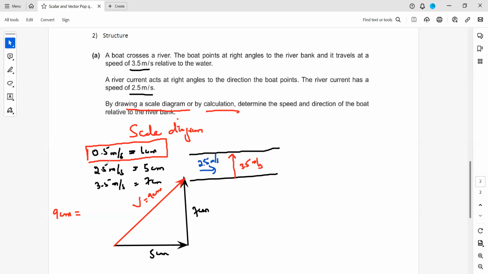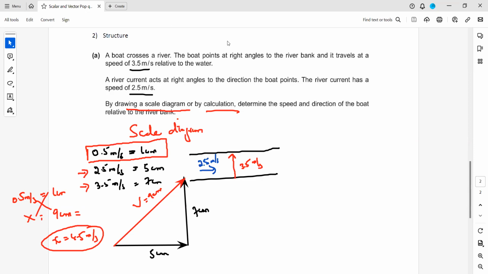So 2.5 meters per second is 5 centimeters, and 3.5 meters per second is 7 centimeters. We draw the first vector, then the second vector, and from the tail of the first to the head of the last is the resultant. Example, the length of the resultant is 9 centimeters. According to the scale, 0.5 meter per second is 1 centimeter, so 9 centimeters will be x. We just cross multiply, so x will be 4.5 meters per second. That is the magnitude of the resultant velocity.